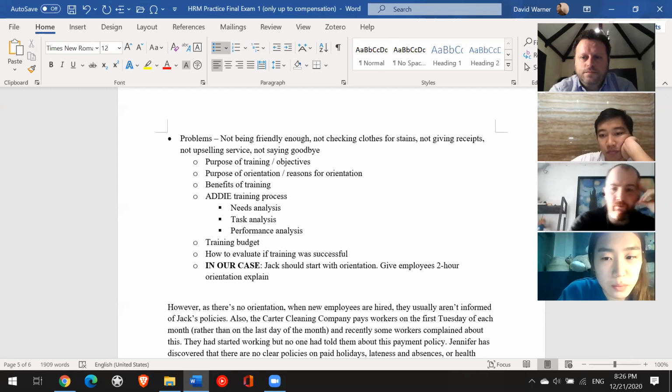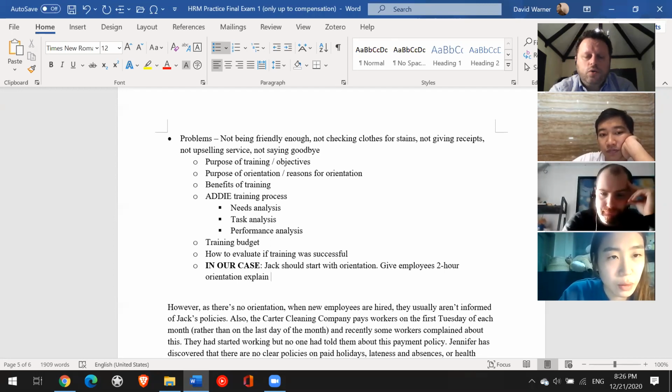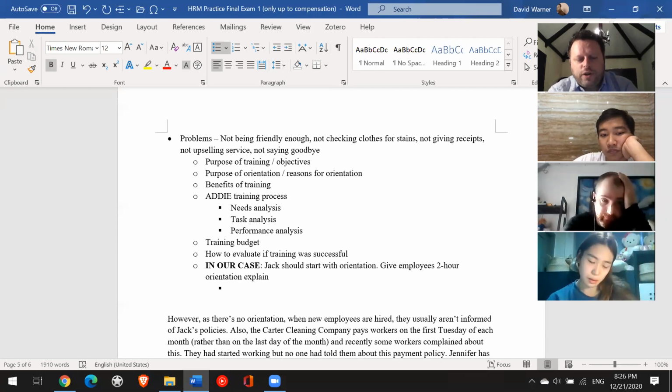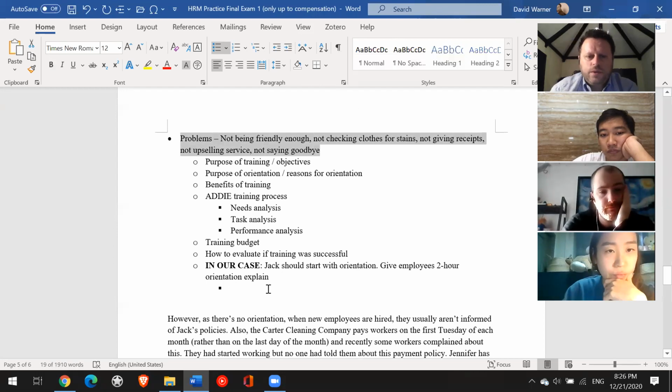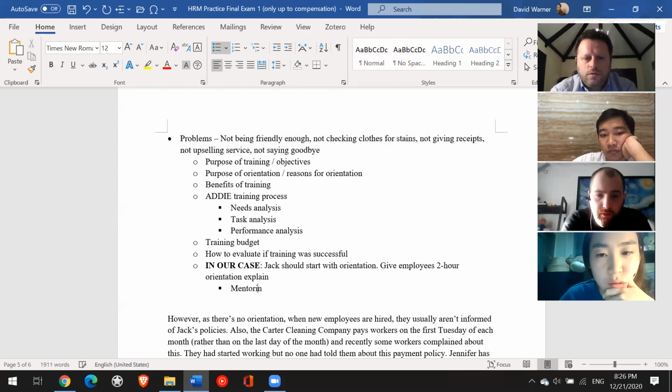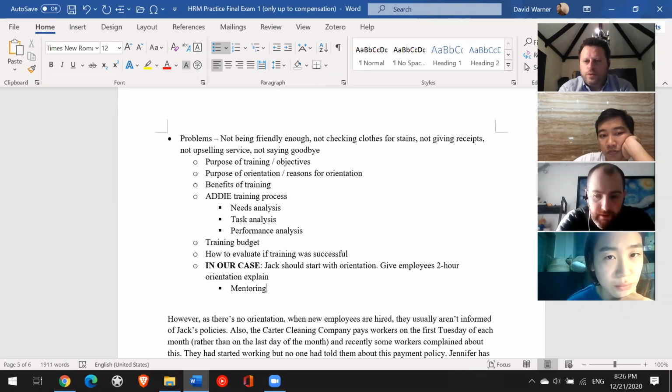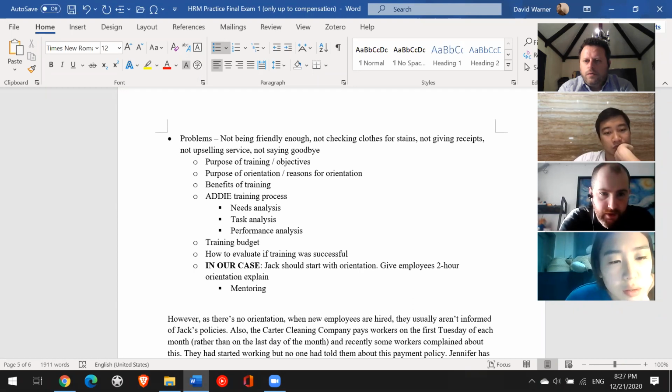Mentoring. Why would you suggest mentoring? Maybe having an employee work with an existing, more experienced employee for half a shift or something will let them see those expectations in practice. Okay. What would be the benefit to the employee who's being the mentor? Why would they want to? Because the best way to practice and demonstrate things is to actually show it and do it.